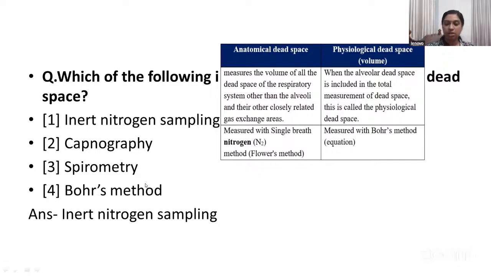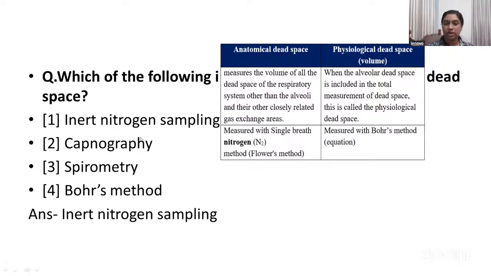In some diseases, some of the alveoli are not involved in gaseous exchange. In some cases, the alveoli are not diseased, but the blood supply is reduced, or ischemia is happening to the alveoli, preventing them from doing the gaseous exchange. When these two things are added to the anatomical dead space, that is called the physiological dead space.